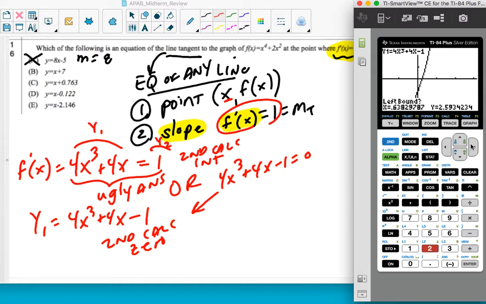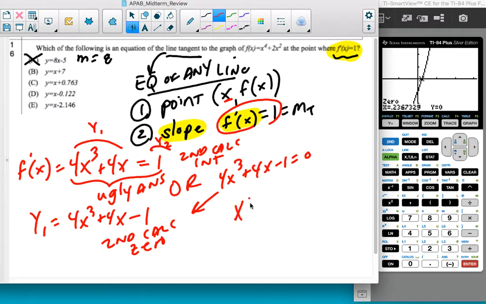I'm going to scroll until I find, oh, I went too far up. Go until I find the left of my zero. Right, couple clicks to the left, couple clicks to the right of my zero, hit enter. Okay, cool. So right away, I'm going to get an x value. I know that x is approximately 0.2367329. Please don't round until you're done because it changes answers sometimes. None of these are super close together, but there are many times, especially on free response, that if you round early, you will get an answer wrong.